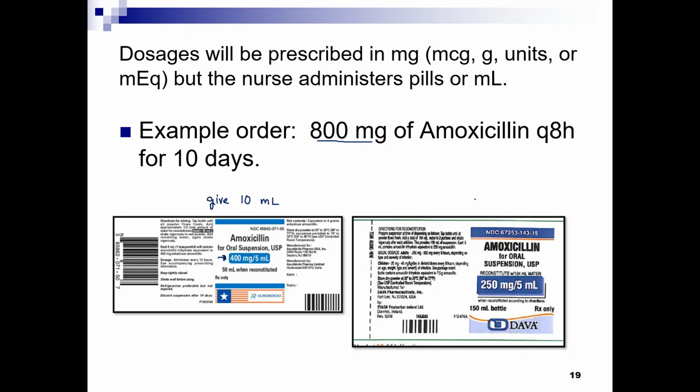However, if I gave 10 milliliters of the second concentration, that would only be 500 milligrams because the strength of the second one is 250 milligrams per 5 milliliters. So if I gave 10, I would double that. So 5 times 2 is 10, and that would give 500, which is not the 800 that's ordered. And so again, we have an example of why the order has to be in milligrams instead of milliliters.